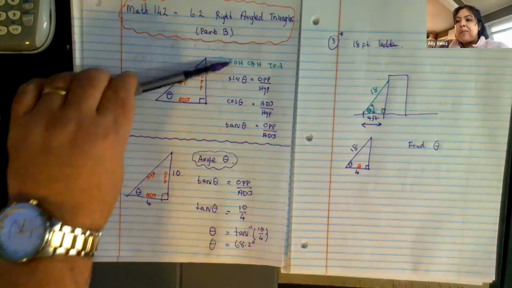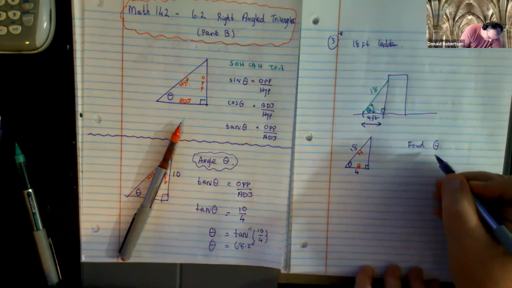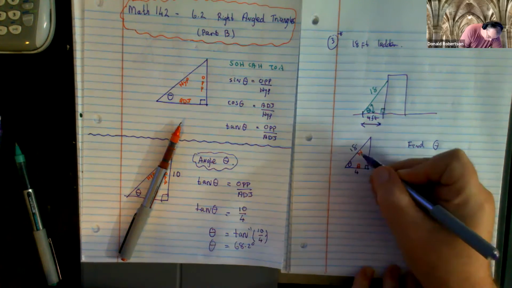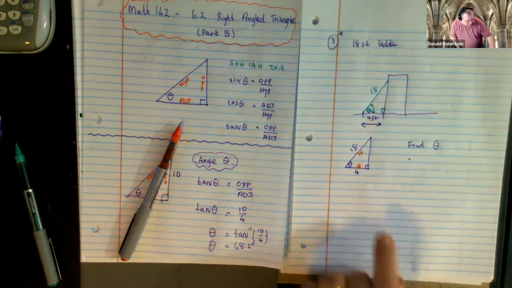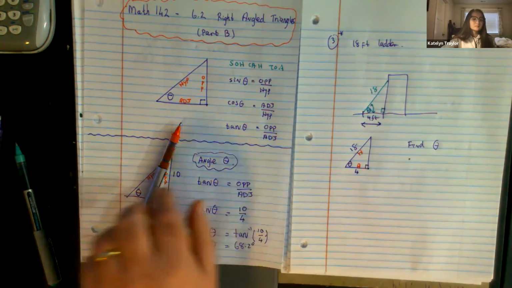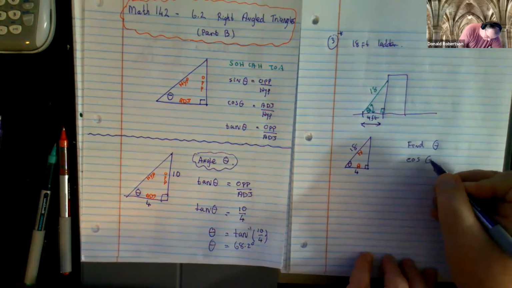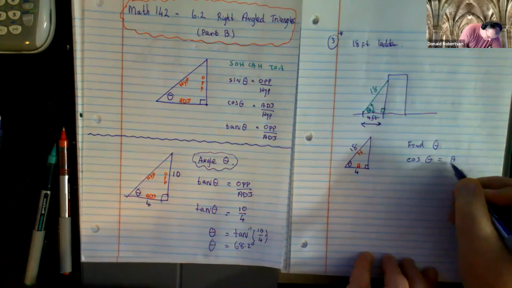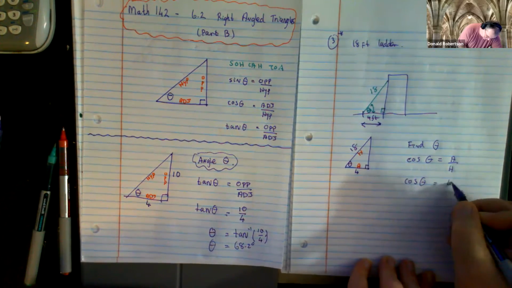Hypotenuse. Okay. So if we are trying to find this angle, the one that uses these two is which one? Sine, cosine, or tan uses adjacent and hypotenuse. Cosine. Agreed. So cosine of theta is adjacent over hypotenuse. Cosine of theta is 4 over 18.